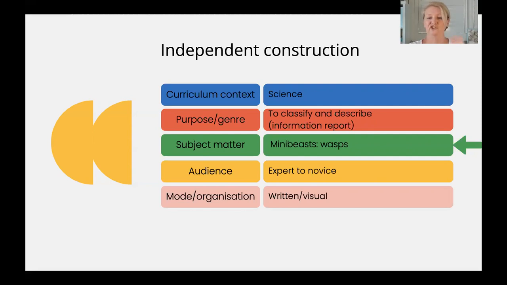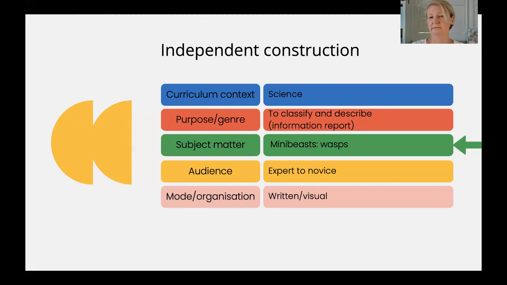There's a big chart in the classroom hanging up with all sorts of information on wasps and other mini beasts. So it's easy to draw upon. That topic knowledge already exists because of the science unit. How are we going to write? We want to sound like we know our stuff. We're an expert and we're writing to people who don't know very much about wasps.